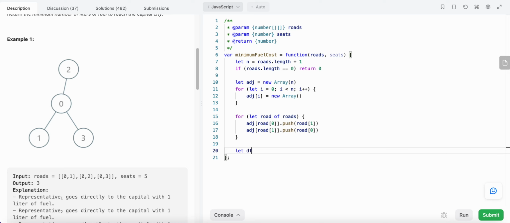We are going to create our DFS function. So what are we going to pass to our DFS function? We need to pass the node that we are currently present at, the parent node, or the node that we called from, because node 0 is connected to node 2 and node 2 is also connected to node 0. We do not want to go in a loop, so that's why we are going to use a parent node, so that if its neighbor is equal to the parent node, then we do not continue our operations. So next is the number of representatives.